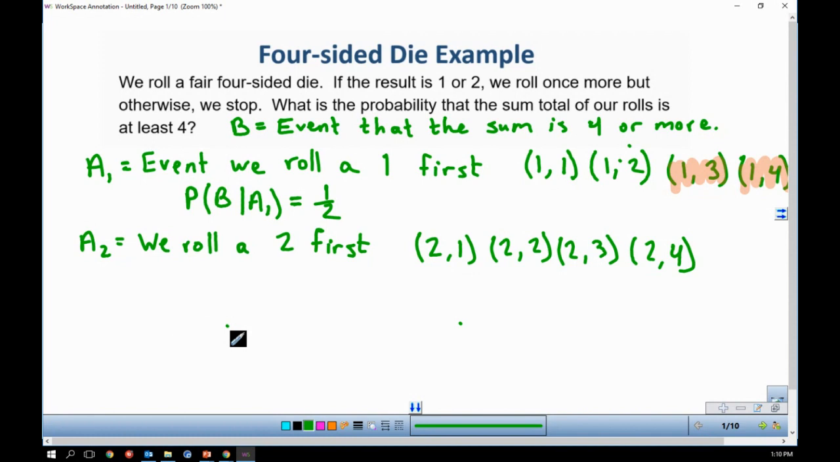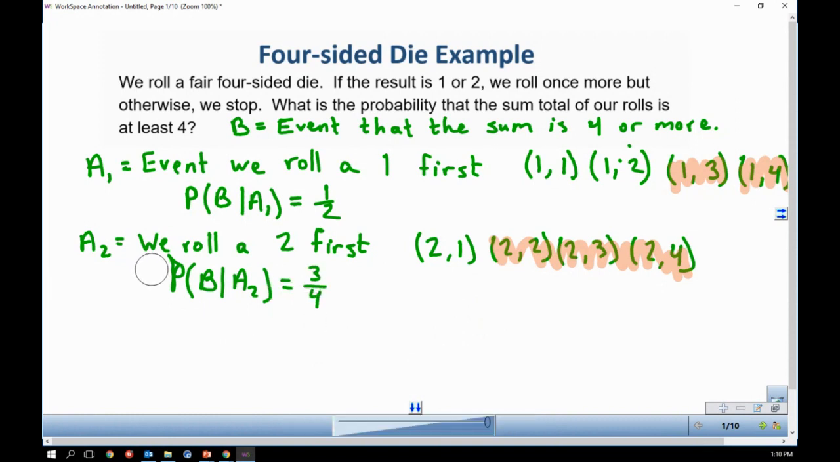Okay, which ones of these gives us a sum of 4 or more? 75%. 75% of them, right? So the probability of B given A2 is 3/4, or you could say 0.75. A3 is where we roll a 3 first.